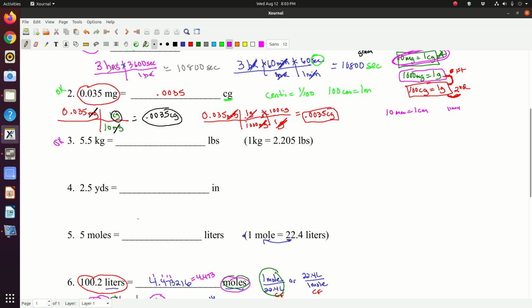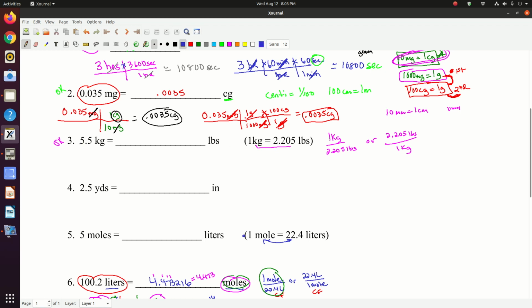Okay, I'm assuming you've got it done. So I gave you the conversion, or the relationship, right here. There are 2 possible conversion factors: 1 kilogram over 2.205 pounds, or 2.205 pounds over 1 kilogram. This relationship creates these 2 conversion factors.